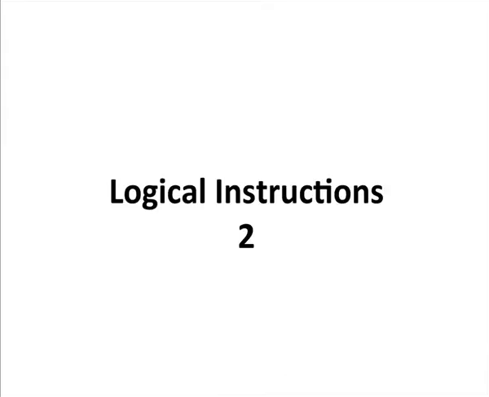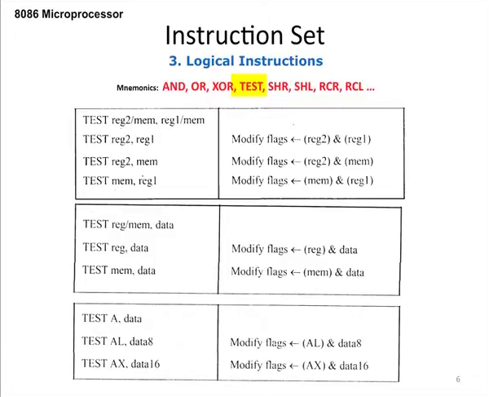Now let us see the next logical instruction. This is the test instruction, TEST. This instruction is more or less the same as the AND instruction, but the difference is that the result will be discarded, while the flags will be affected in the same manner as in the case of the AND operation. The instruction is TEST register 2, register 1. It means the contents of register 2 will be logically ANDed with the contents of register 1, but the result will be neglected, while the flag register will change according to the result.